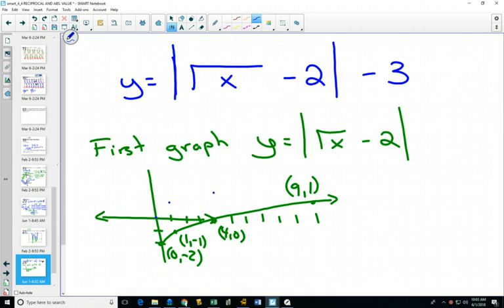So I thought about my original points on my square root graph, right? 4, 2, move down, 4, 0. Square root of 9 is 9 comma 3. Move down 2 units. Oh, that would have been over here. 9 comma 1.